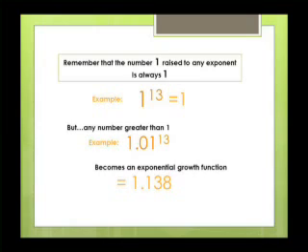Now, this is a helpful tool to help us remember that an exponential growth function happens when the base is greater than 1. When the number 1 is raised to any exponent, it always equals 1. Our example is 1 raised to the 13th power. It's still going to equal 1, no matter how big the exponent is. But any number that's larger than 1, in our case 1.01 raised to the 13th power, is growing. It's growing slowly, but it's still an exponential growth function. In this case, 1.01 raised to the 13th power equals 1.138.